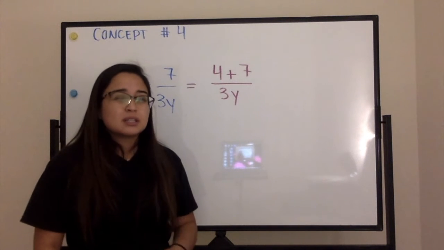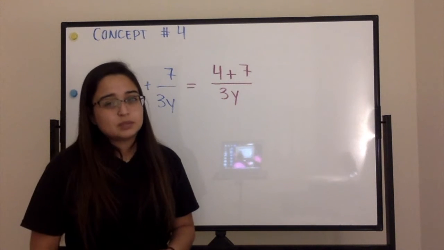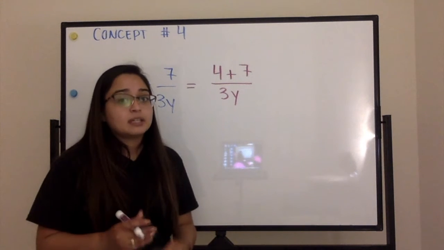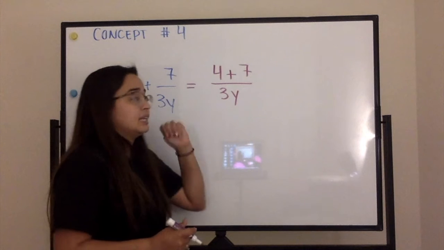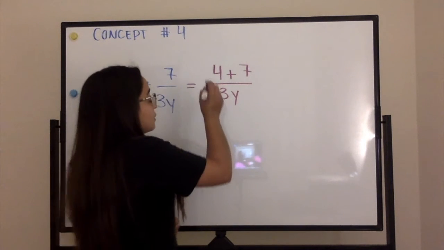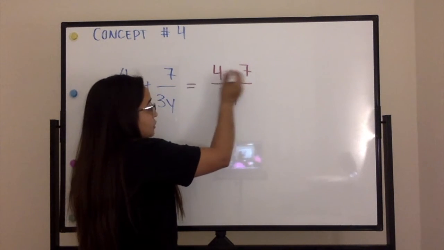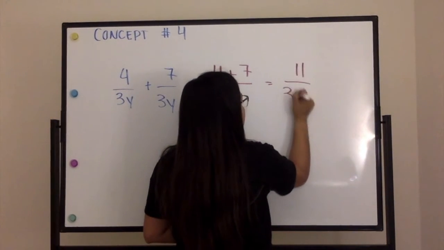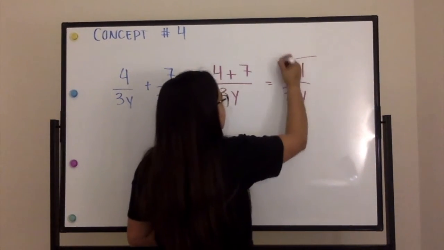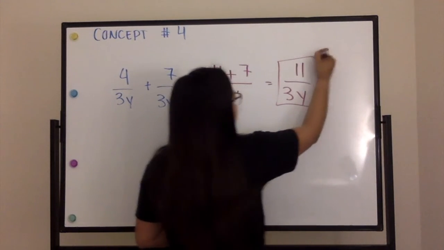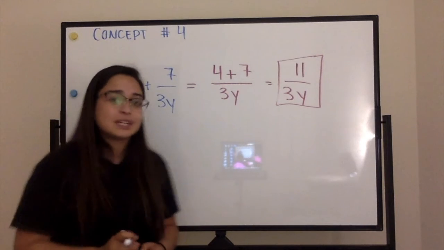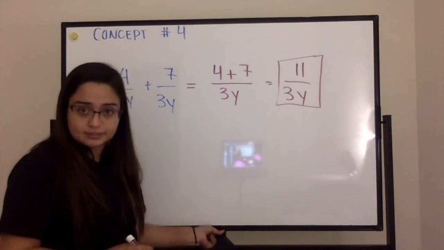But unlike multiplication and division, we don't finish off there. We actually simplify it a little further by adding it. So we would add 4 to 7 and that'll give us 11. So actually our final answer would be this. Okay? Now, let's see a different scenario.